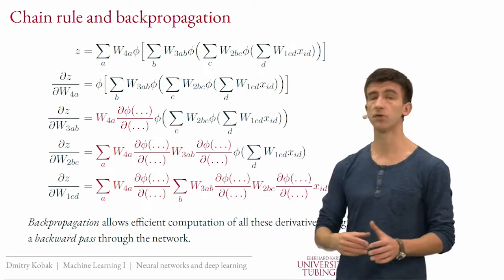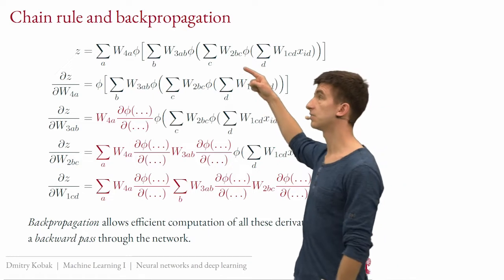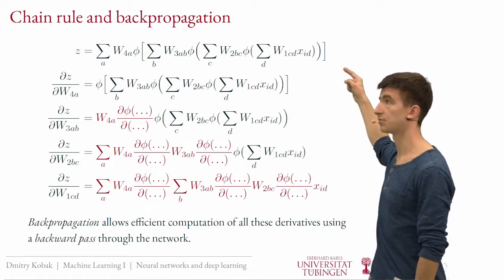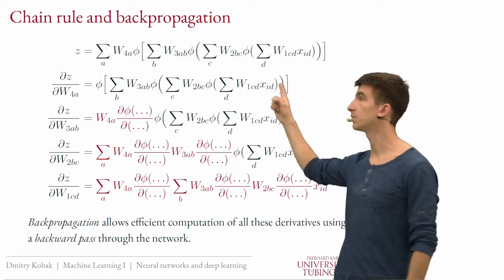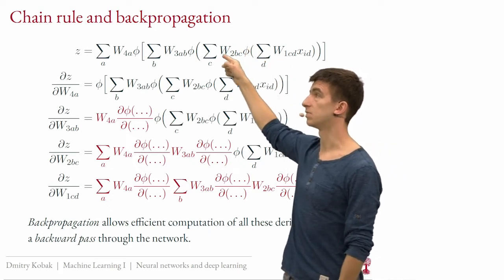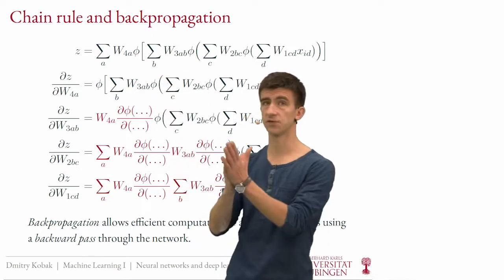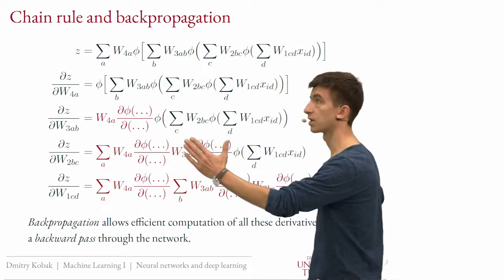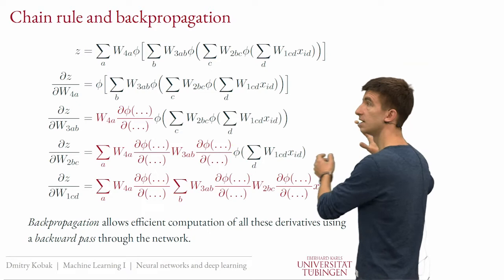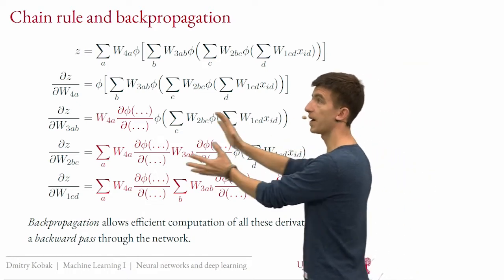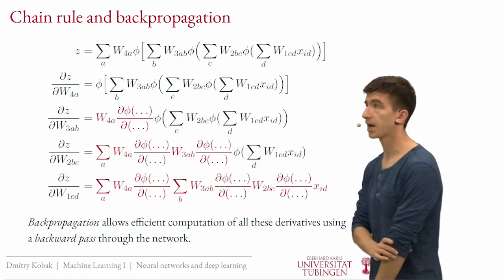So there's a forward pass and a backward pass. Forward pass, if you just want to compute the output, the first line over here, you do a forward pass. You take the inputs, multiply them by the weights, pass them through phi, another weights, another phi, another weights, another phi. That's a forward pass through the network. And then when you want to compute the gradient, it's efficient to do it by using a backward pass. That's why it's called backpropagation.